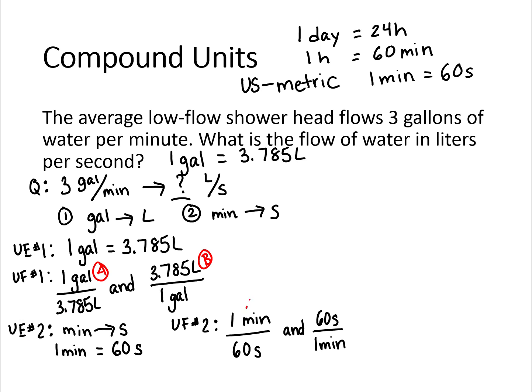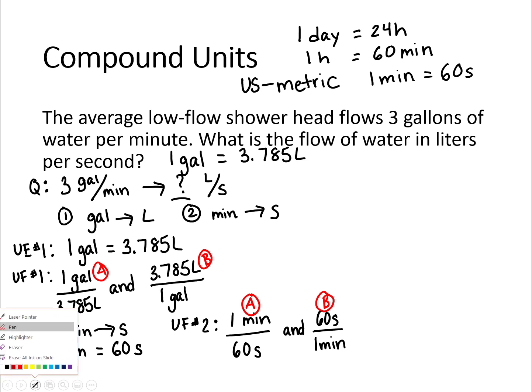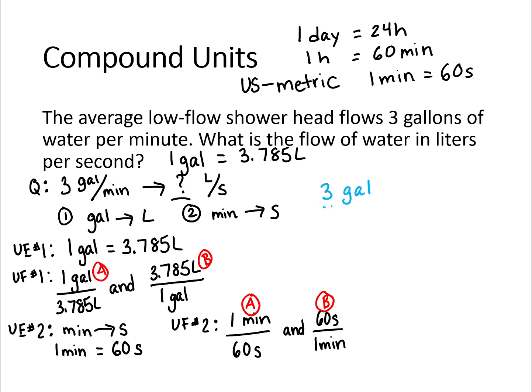Now you see me labeling, so you know what the next step is. We have to set up an equation. We're starting with 3 gallons per minute. Notice how I wrote that as a fraction, and the 3 is in the top, minutes is in the bottom, okay?